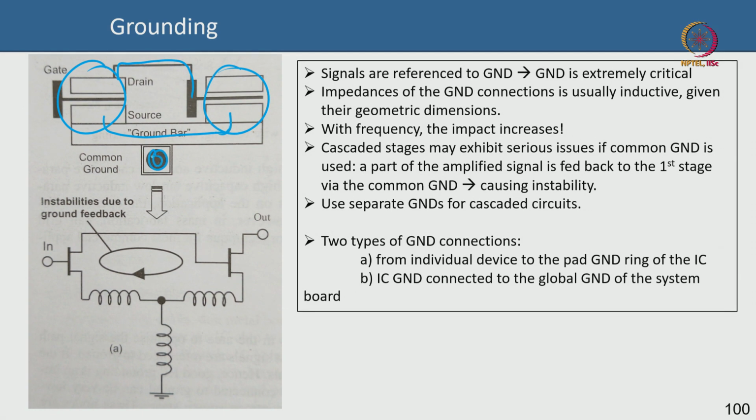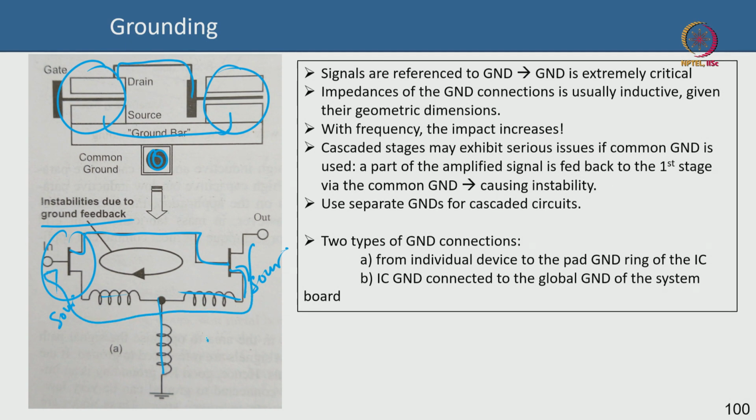Can you see that? Now what will happen is that I have a circuit like that. The drain of this is connected to the gate of this, and the source is here. They are all connected to the ground. Okay. What is the problem here? The problem is it will create instability. There is a ground feedback that is coming in. The signal here can couple and come here.